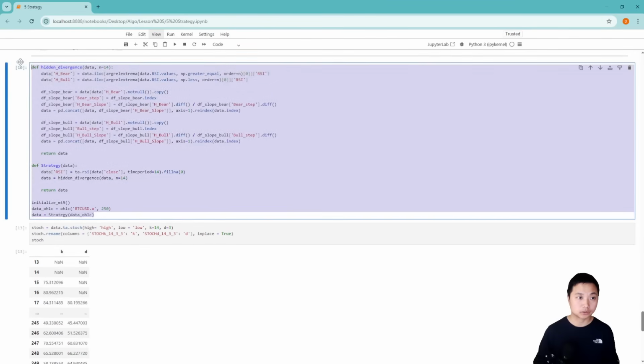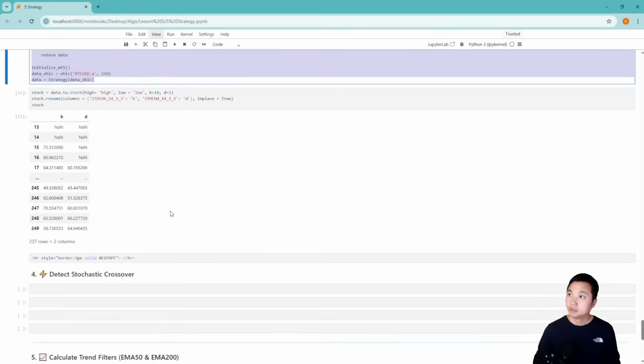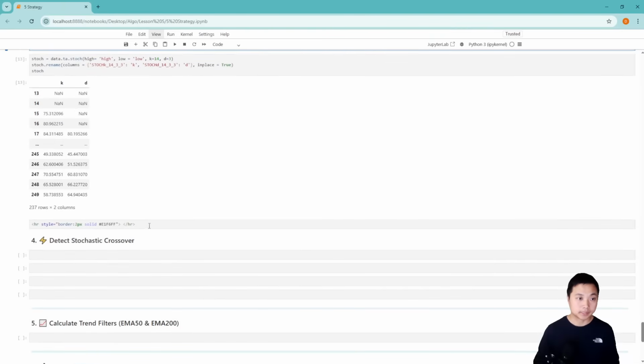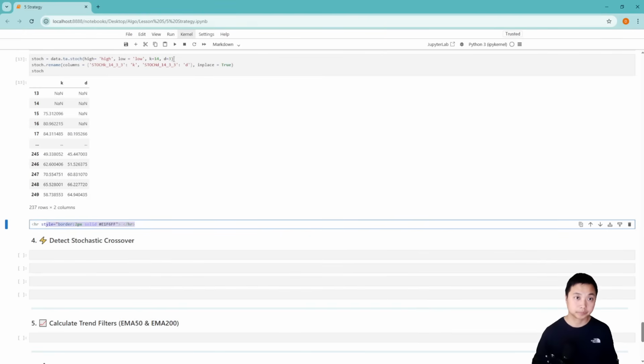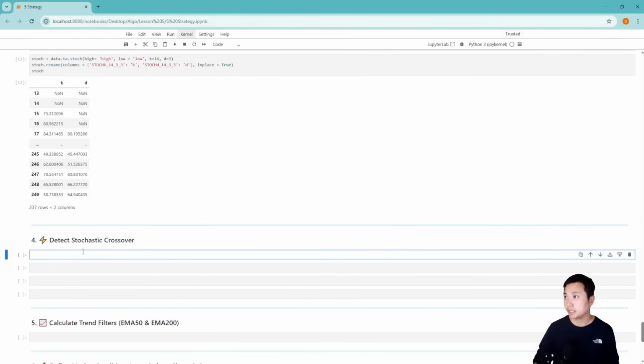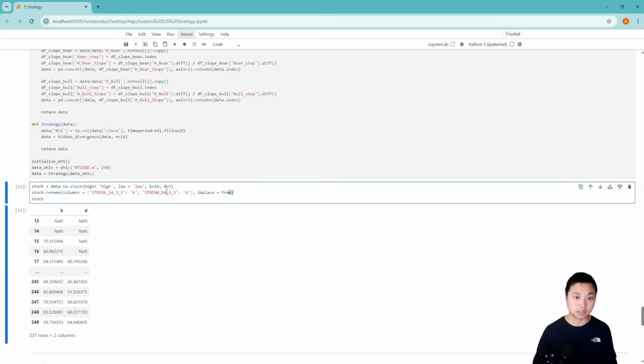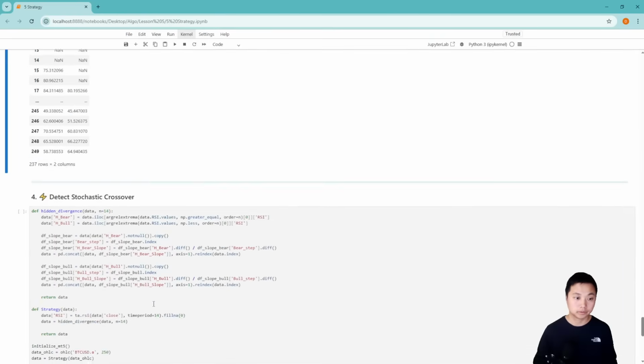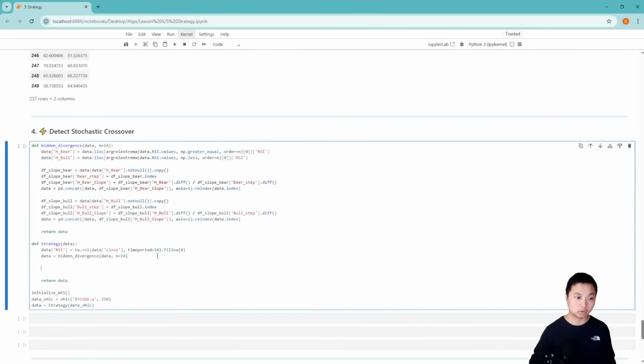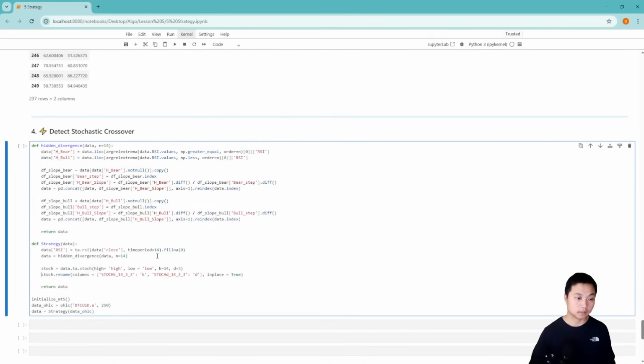After having these %K and %D columns, we can integrate them back into the strategy function. We simply copy and paste these two lines and put them back into the function.